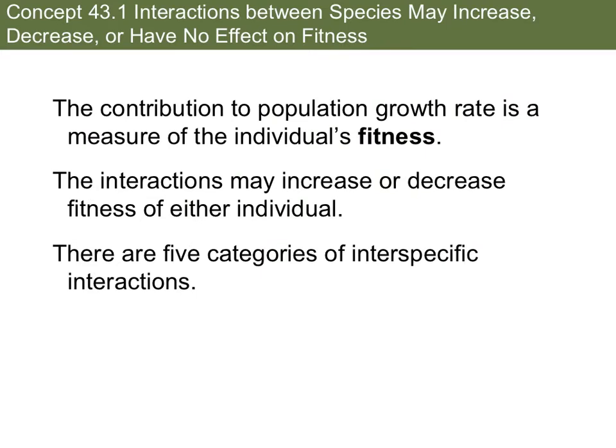So the contribution to a population growth rate is a measure of an individual's fitness. These interactions may increase or decrease the fitness of either individual. So think of fitness as how much an organism is able to survive and reproduce in a particular area. And when we look at fitness, there are 5 different categories for the way that these organisms are going to compete for the same resource. In other words, there are 5 categories of interspecific interactions.